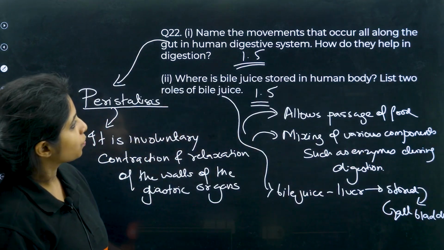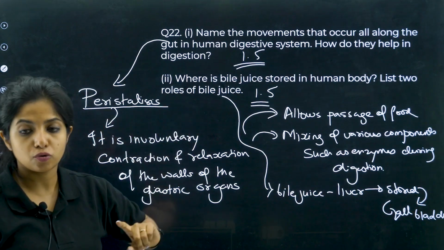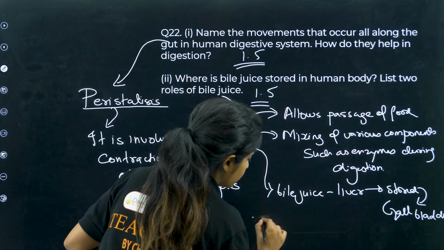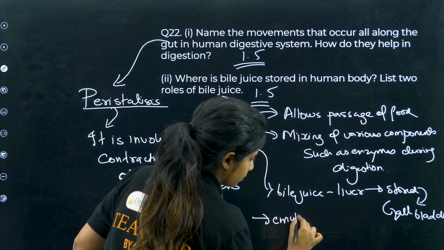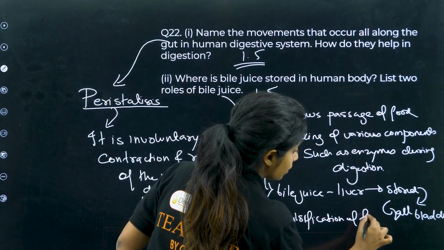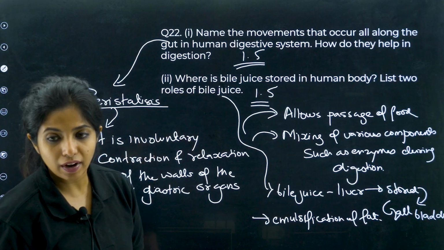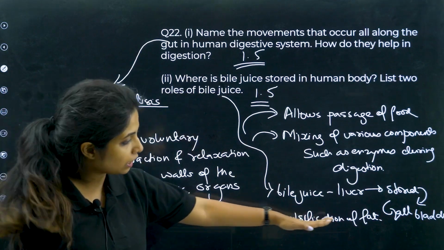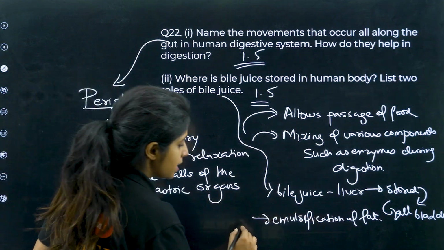Okay. Now list 2 roles of bile juice. What are the 2 roles of bile juice? One you already studied, that is emulsification of fat. You want to break down bigger fat globules into smaller fat globules, so you have to explain that over here. I am just writing the topic, but you have to write the whole thing. Okay, that is one thing.